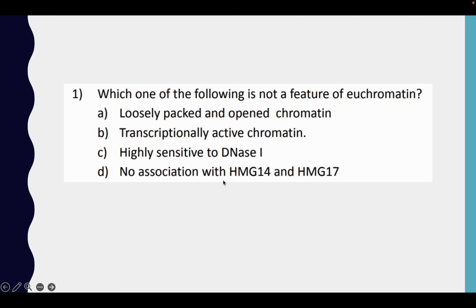So the option saying no association with HMG14 and 17 is incorrect. Both of these proteins have a specific DNA binding domain that allows them to bind to the linker DNA between nucleosomes, particularly in the euchromatic region where the chromatin is more open and accessible. By binding to nucleosomes, these proteins can influence chromatin structure. They can cause slight bends or changes in fiber organization, which can make DNA more accessible for the transcriptional machinery.